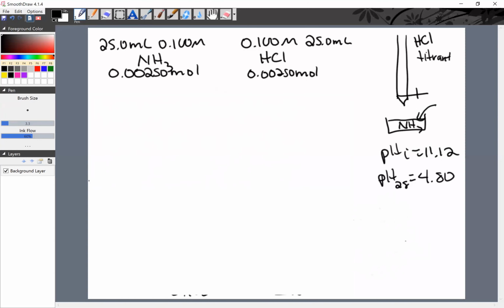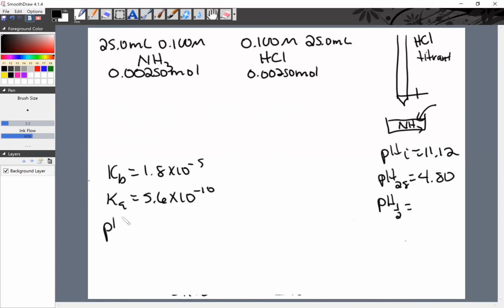So the pH at the halfway point equals the pK, now remember, it's the pKa. So how are we going to find the pKa? Well, I know the Kb is 1.8 times 10 to the minus fifth, so the Ka is 5.6 times 10 to the minus 10th. So the pKa, I think it's 9.25. Yeah, 9.26.